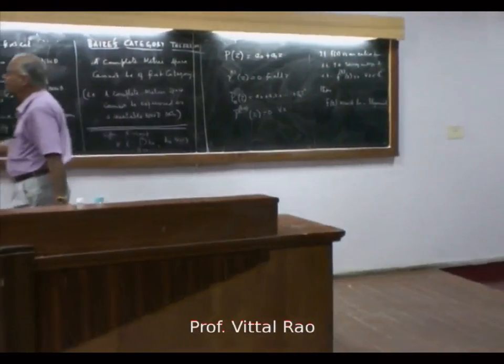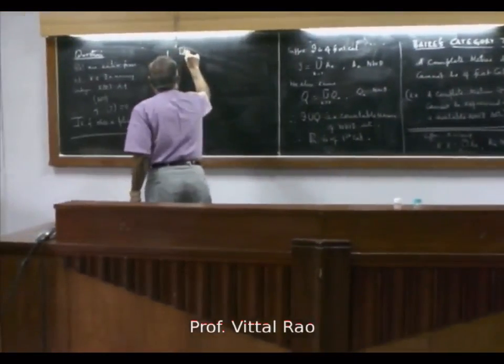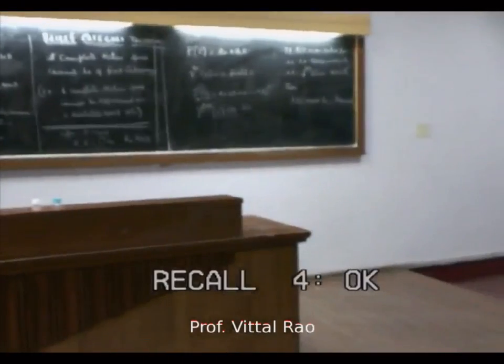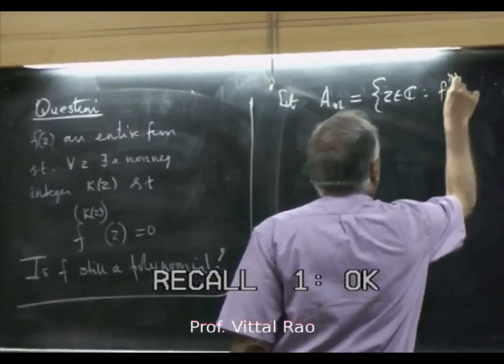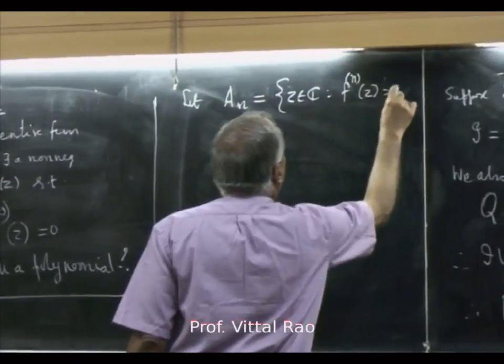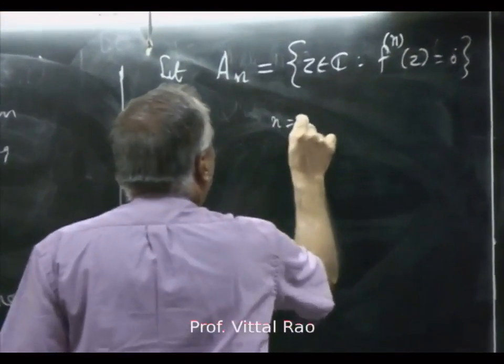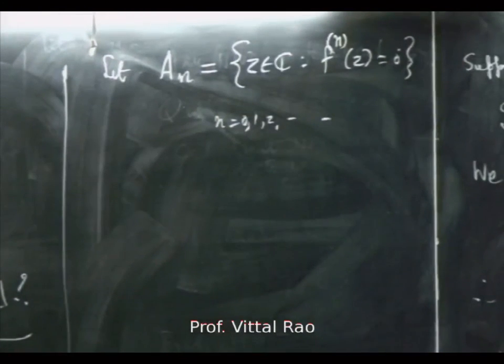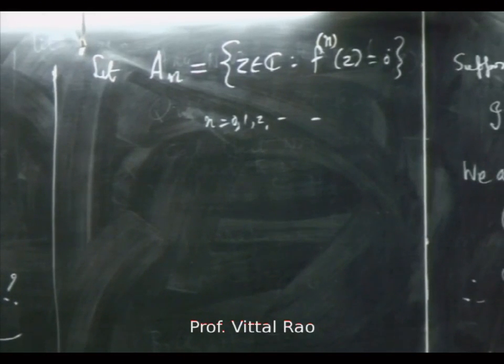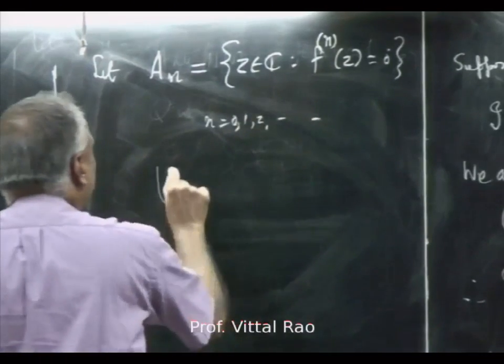So let An be the set of all those points such that the nth derivative vanishes. Okay, n equal to 0, 1, 2. When I say 0th order, that means the function itself vanishes. Now I consider the union of An.